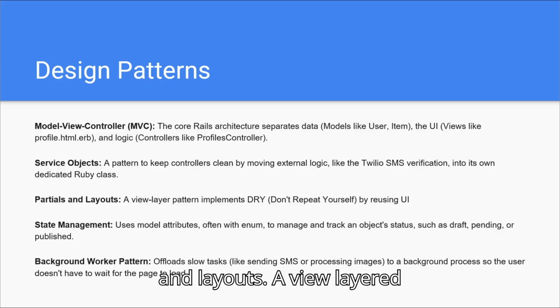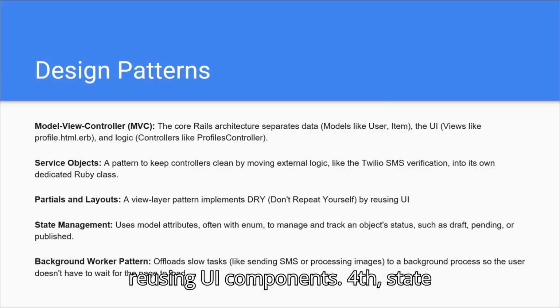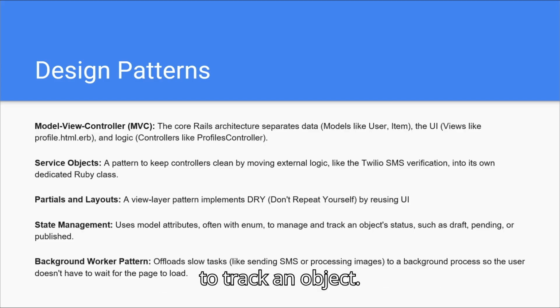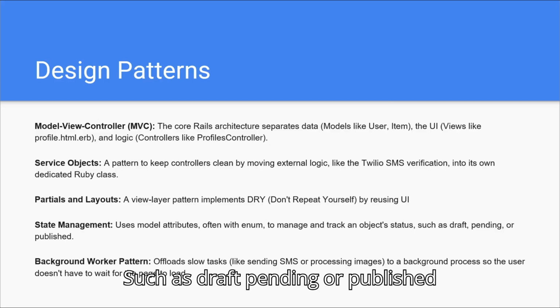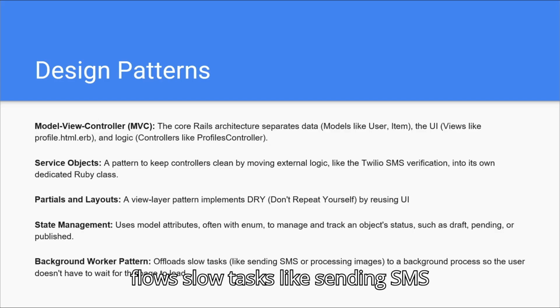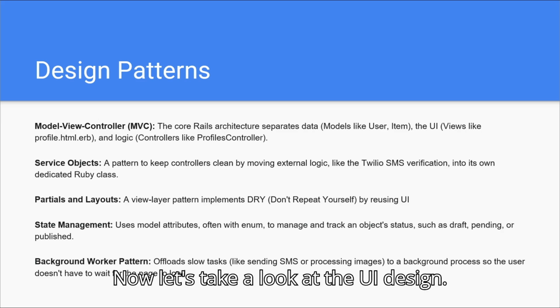A view layer pattern, don't repeat yourself, by reusing UI components. Fourth, state management. We use model attributes to track an object's status, such as draft, pending, or published. Fifth, background worker pattern. This offloads slow tasks, like sending SMS, to a background process so the user gets a fast response. Now let's take a look at the UI design.